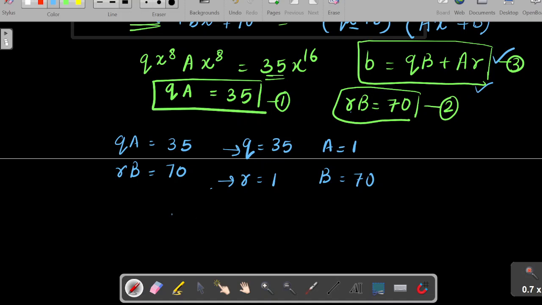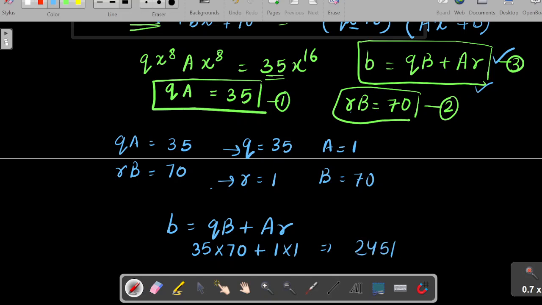I can simply put here and get my value of b, because here I'm using the largest value. So b equals qb plus ar. q is 35, b is 70. So 35 times 70 plus a is 1, r is 1. You solve it, your final answer would be 2451. That is b. And that's what you need to find out, right?